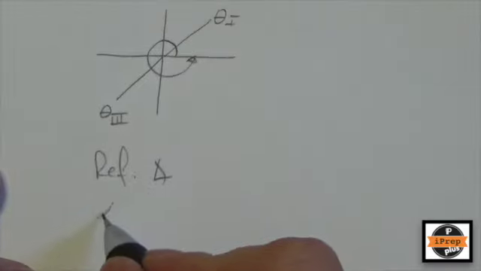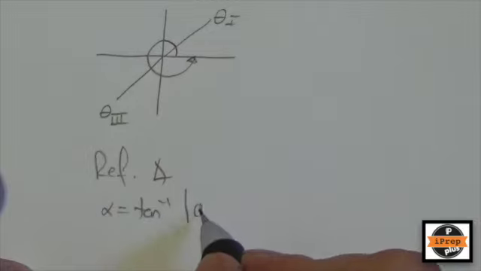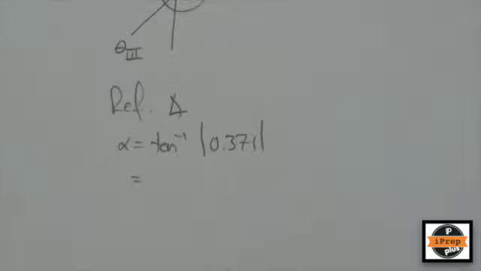Okay, so my reference angle is going to be the inverse tangent of the absolute value, and again, it's not necessary here because it's positive, but I just want to get into that habit, of the inverse tangent of 0.371. Now, here's the issue here. This is not a unit circle or special triangle ratio.